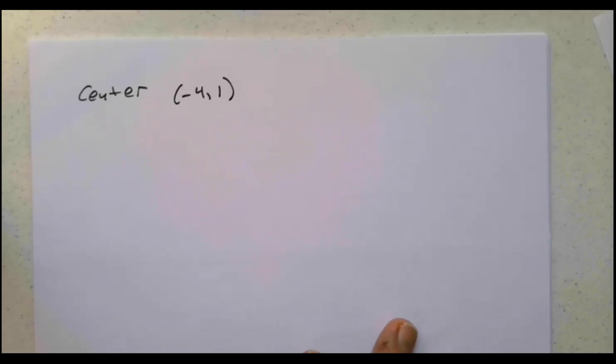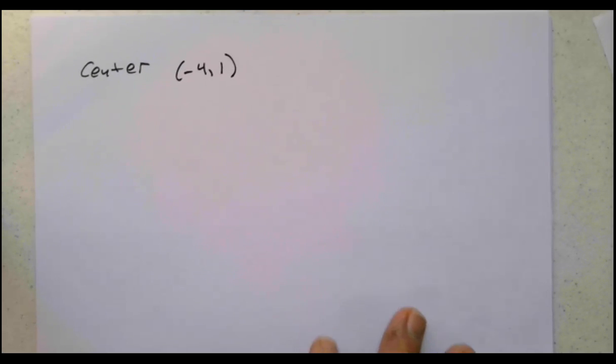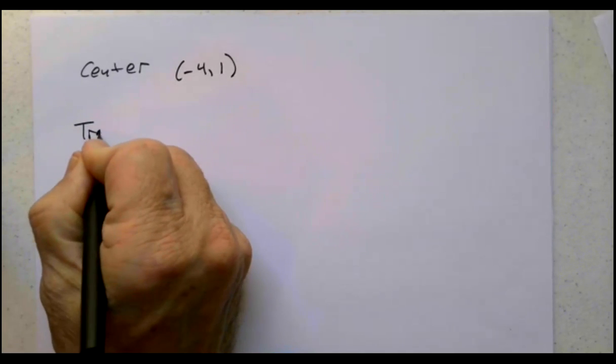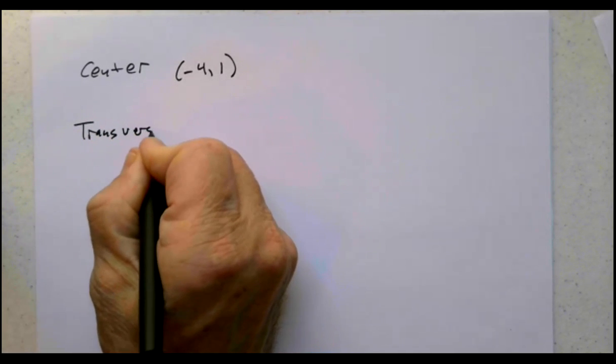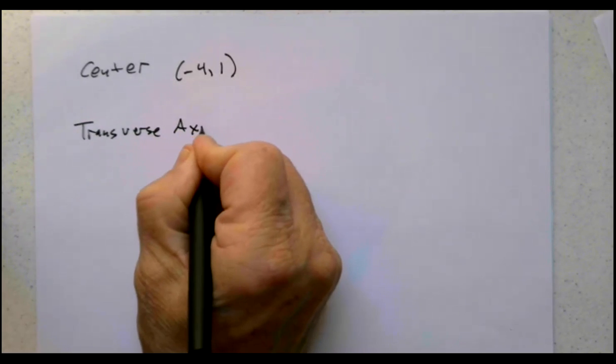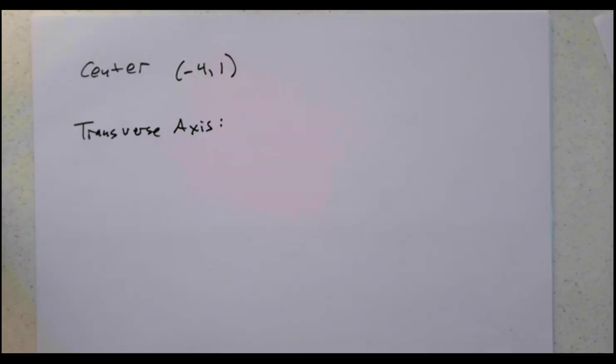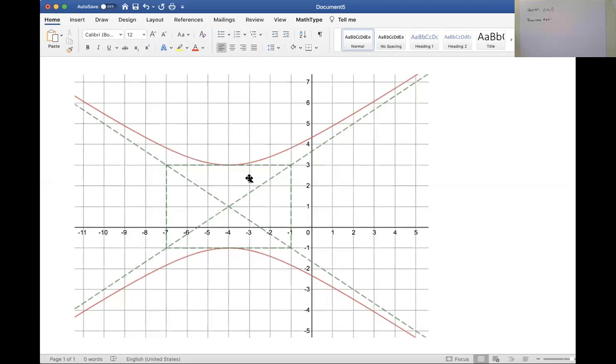And the next one we're going to ask ourselves is about the transverse axis. Is it vertical? Is it horizontal? What's its equation? Well, the transverse axis is vertical. Okay, so we'll make that note. And what is the equation of that transverse axis? It's this vertical line. It is x equals -4.